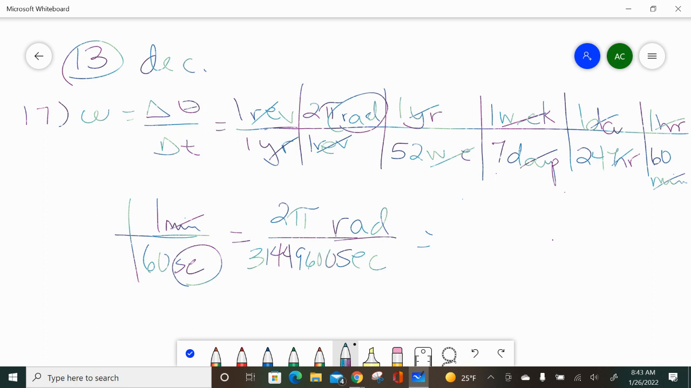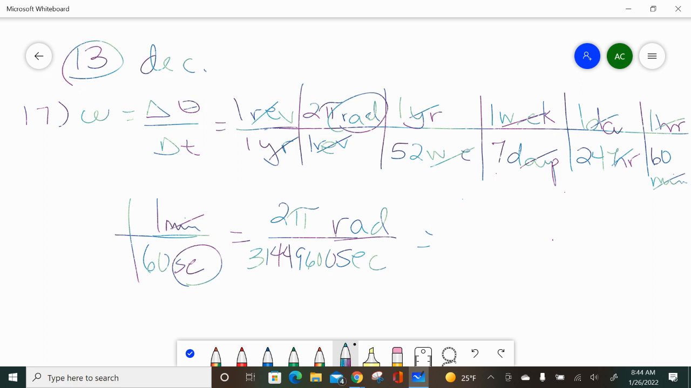31,449,600. And then since this is 2 pi and I want to get the most accurate answer possible, I'm not going to say 2 times 3.14, because we know pi is a never-ending number. When we round it that way, we are not being very accurate. That's why we have a pi key on the calculator, so use your pi key. So 2 times the pi function on your calculator. Don't round it. Then hit your division symbol and put in your big number on the denominator, 31,449,600.